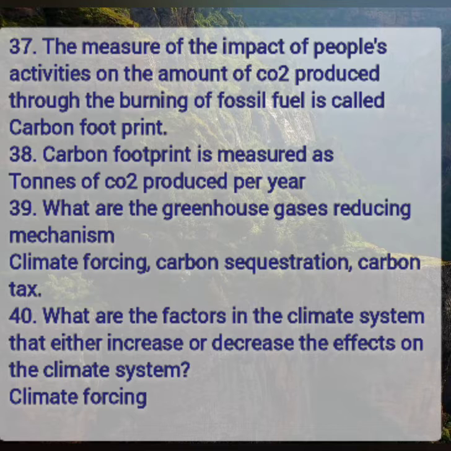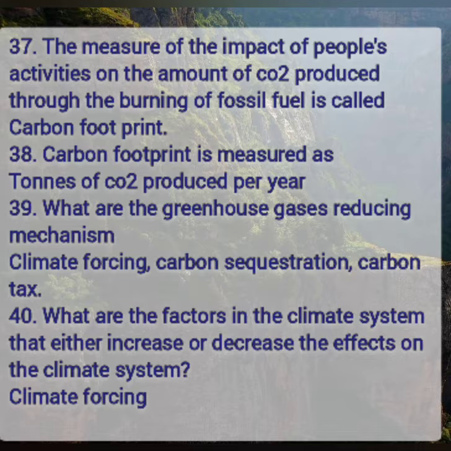The measure of the impact of people's activities on the amount of carbon dioxide produced through the burning of fossil fuel is called carbon footprint. Carbon footprint is measured as tons of CO2 produced per year. What are the greenhouse gas reducing mechanisms? Climate forcing, carbon sequestration, carbon tax.